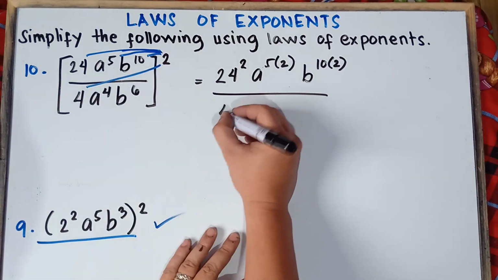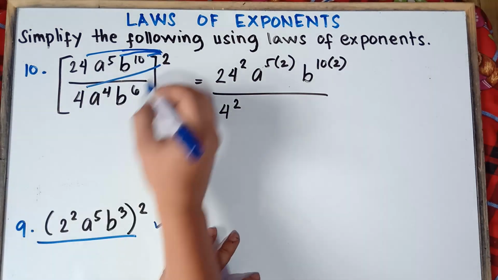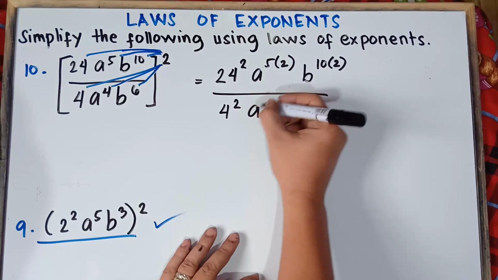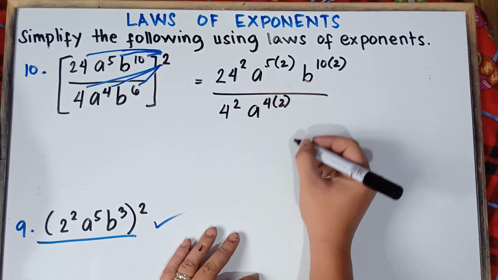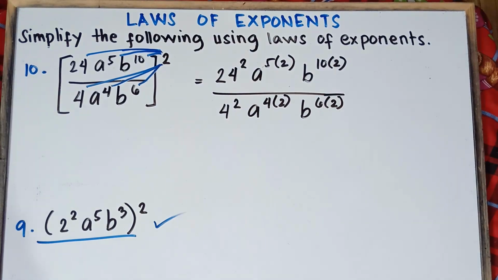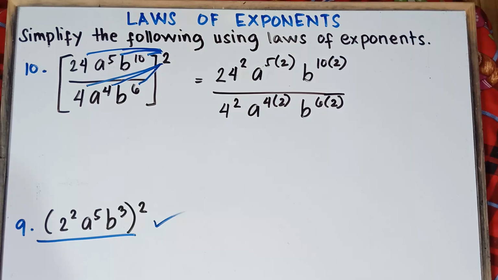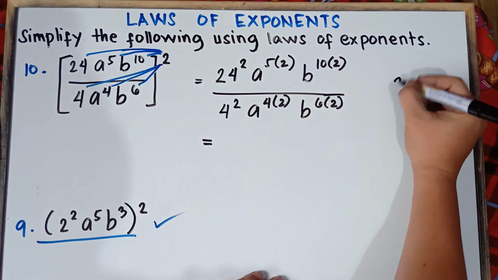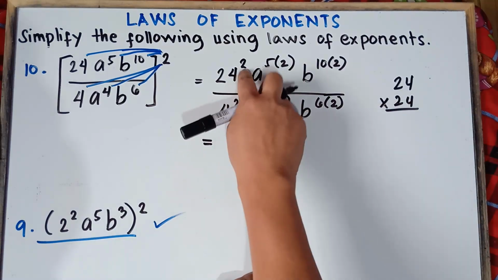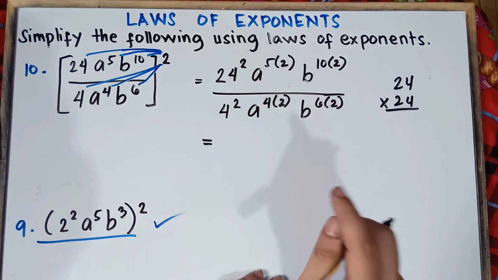So this will be 4 raised to the power of 2. Distribute this, multiply the exponents. So this will be a raised to the power of 4 times 2, and then b raised to the power of 6 times 2. Alright, and then you simplify this one. 24 squared means 24 times 24. So let's multiply 24 by 24.